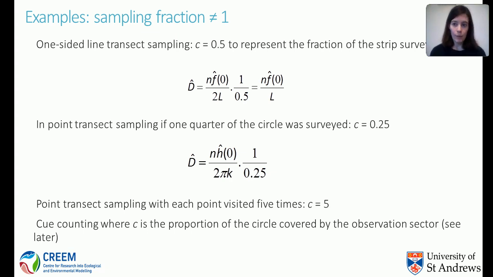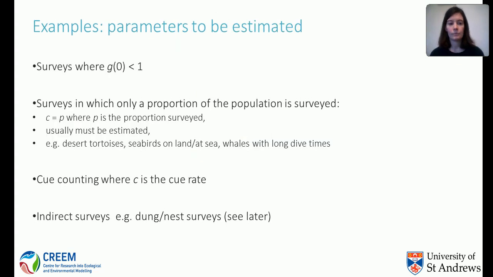Another example with points is if we visited a point 5 times and we want to reflect that increased effort. Now our multiplier is equal to 5. There's a form of cue counting where we do use the proportion of the circle covered by an observer, but we'll come on to that later. Those were all multipliers that were known.